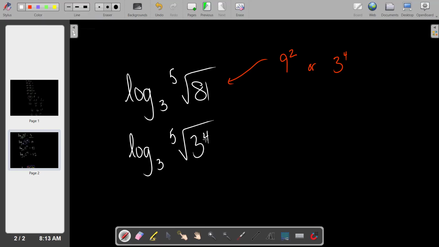Follow? And let's see if we can do this one without rewriting it. What would the answer be? Can you see it already? 4/5. Done. Let's go again.